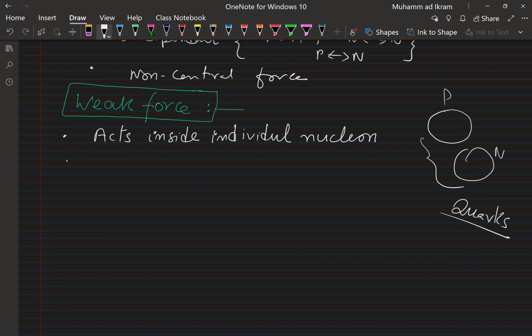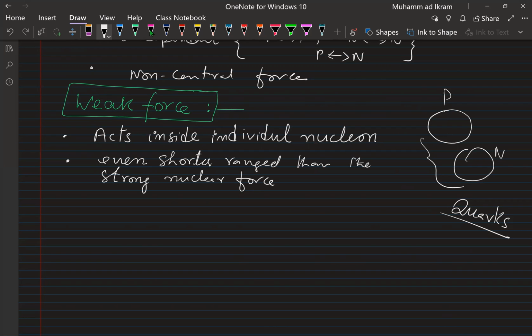Now the next important point is that it is even shorter ranged than the strong nuclear force. Why? Because it acts within the individual nucleon. So its dimension must be that of the proton or neutron. It can act within the range of 10 raised to the power minus 8 meter, much smaller than the range of the nuclear force.